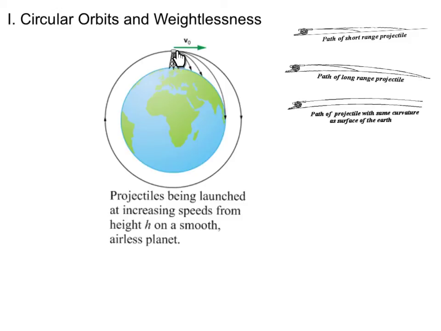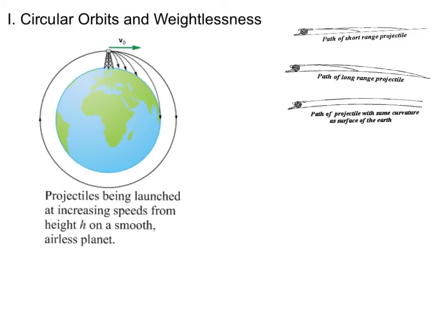And if we continue to do that and give it a greater and greater initial velocity, eventually the velocity is great enough so that the curved path of the projectile matches the curved surface of the earth, and the cannonball never gets closer to the surface. It keeps falling forever. The most important point of this qualitative analysis is that in the absence of air resistance, an orbiting projectile is in free fall.